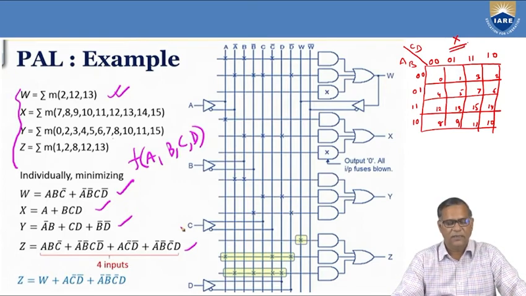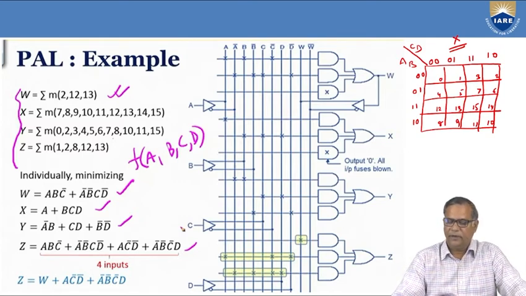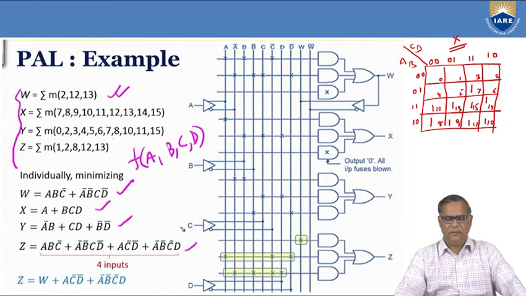So X contains 7, 8, 9, 10, 11, 12, 13, 14, 15. That means from 7 to 15, all numbers are available here. So 7, 8, 9, 10, 11, 12, 13, 14, 15. All these numbers are available.